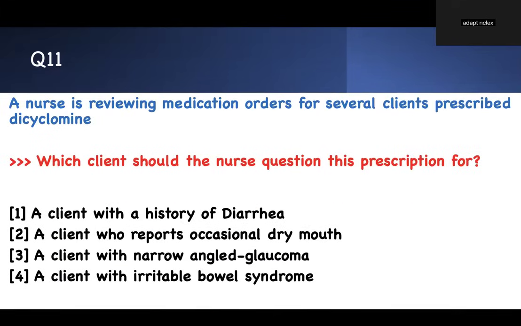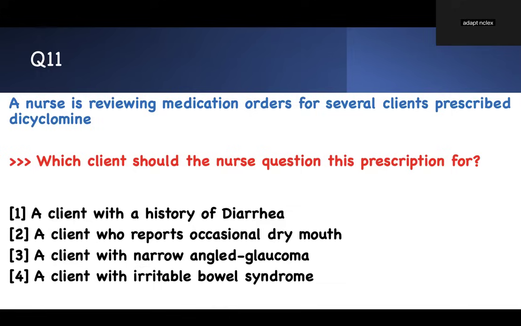And next is a review of a medication order for several clients prescribed what? Dicyclomine. What is the function of this medication? This is pharmacology review, pharmacology test number 5, NCLEX review questions and answers. And we're using it to do our pharmacology test. So whenever I read the medication, I give you what it is. The pharmacology for dicyclomine is what?